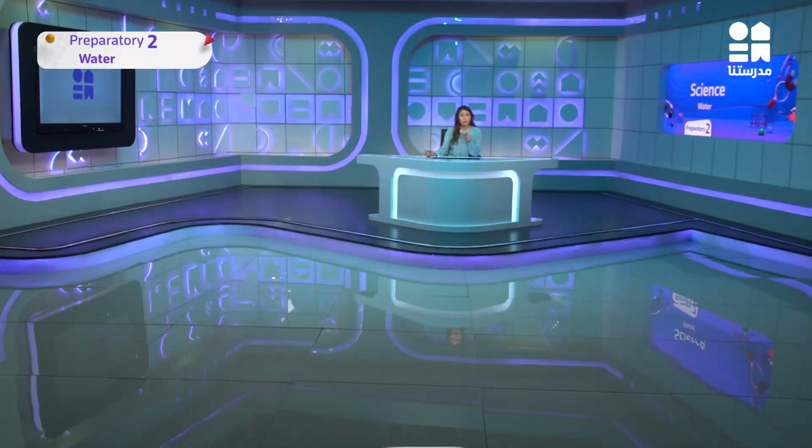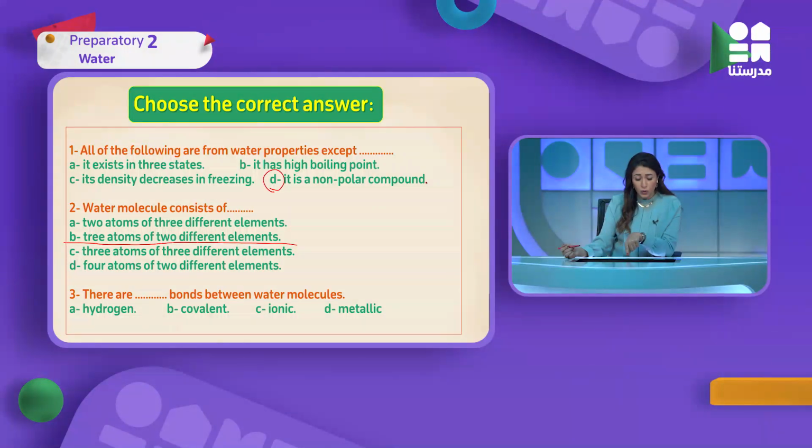There are what bonds between the water molecules? Hydrogen, covalent, ionic, metallic. Be careful, here it says between water molecules. He didn't mention between the water atoms. If I'm talking about between water molecules, I'm talking about the hydrogen bond, not the 2 single covalent bonds. When do I say covalent? If it says between the water atoms. So here my answer will be hydrogen, because I'm talking about water molecules, not water atoms.